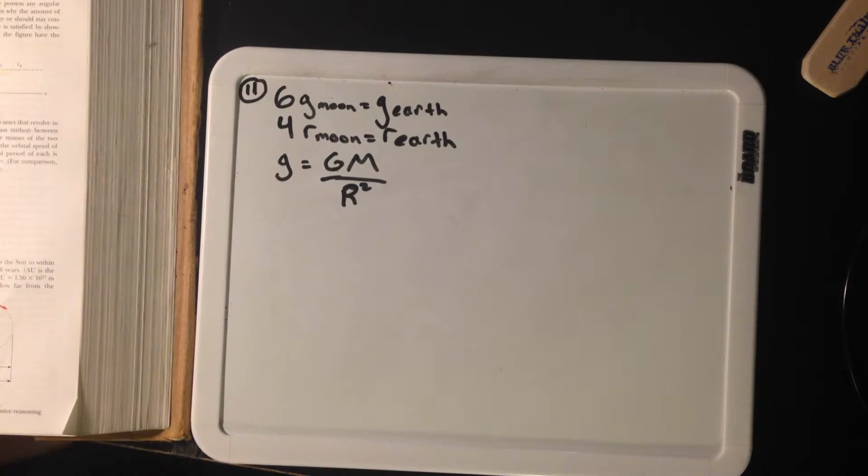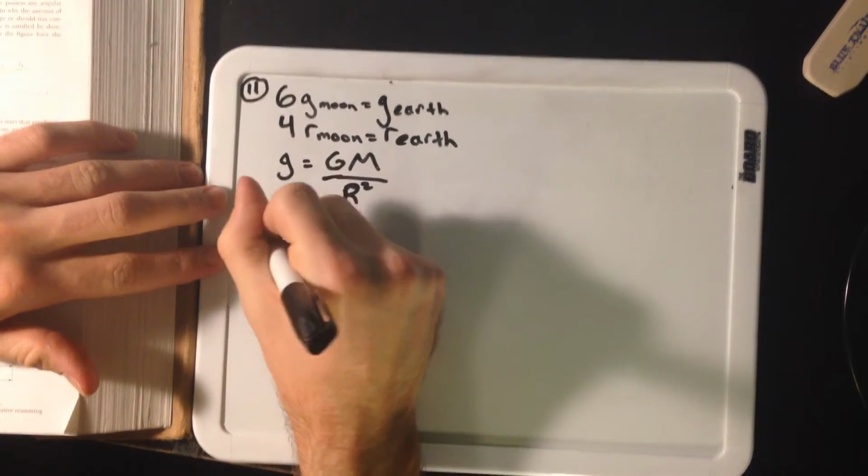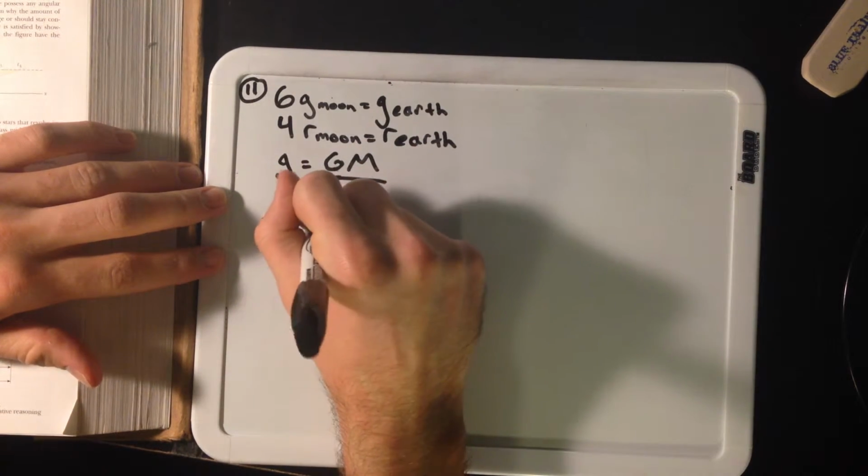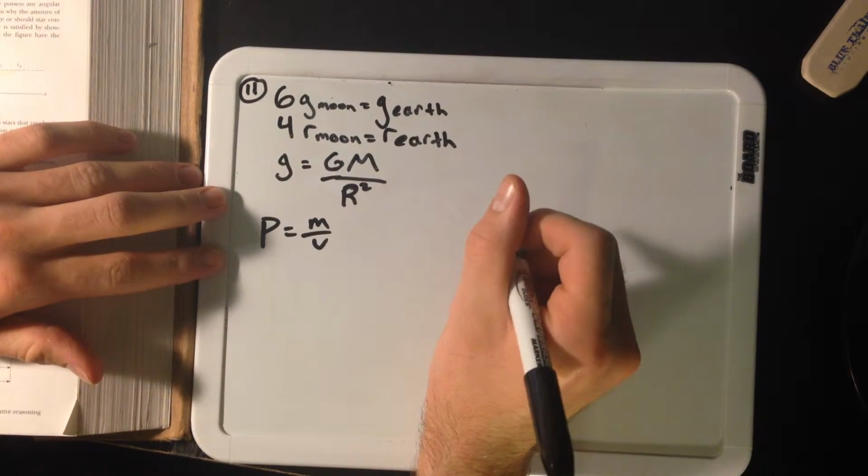So I wrote down the givens, they're listed there, and then our equation, which is the gravitational acceleration g equals the gravitational constant G, the mass of the object, over the radius of the object squared. So now we want to find a density equation that's not specific to either planet or any planet. So we're going to go with rho is equal to mass over volume.